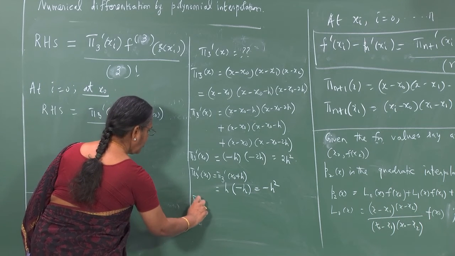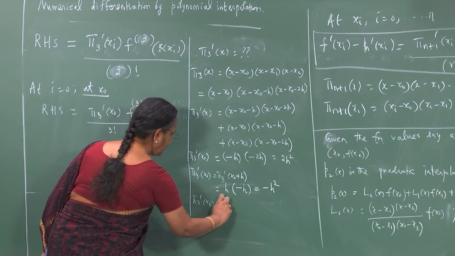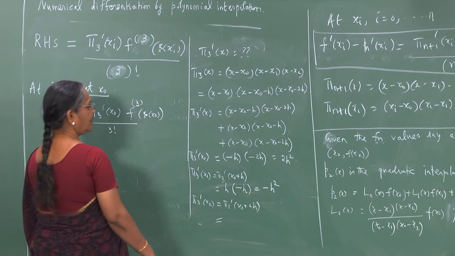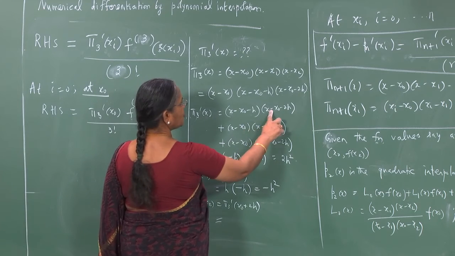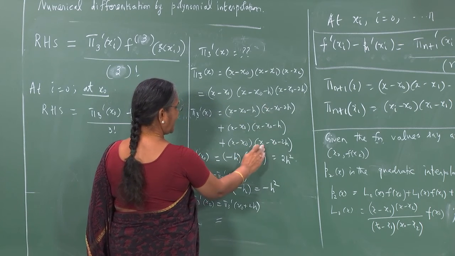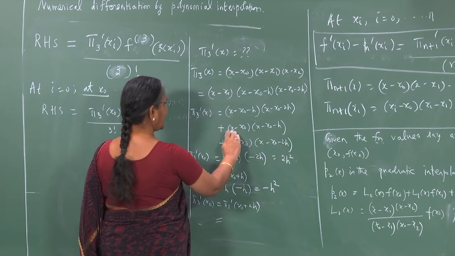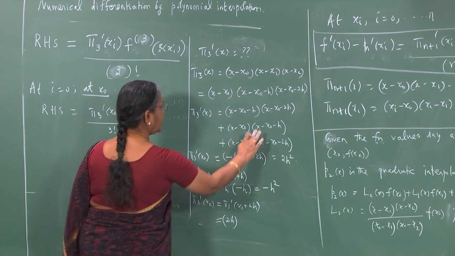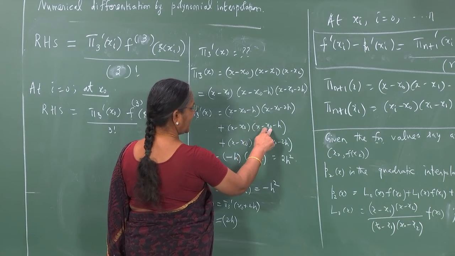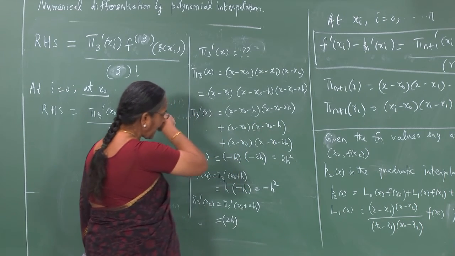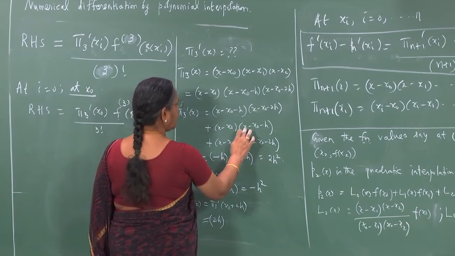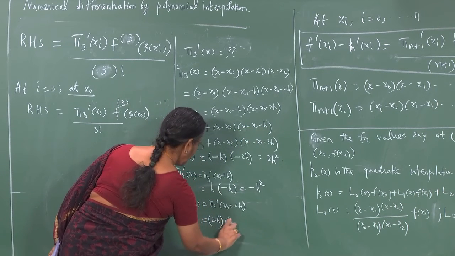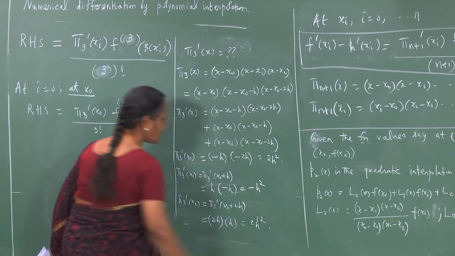And then let us work out pi 3 dashed at x2, which is pi 3 dashed at x naught plus 2h. So, we observe that at x naught plus 2h this factor vanishes, this also vanishes. So, I have x naught plus 2h minus x naught, so 2h, and x naught plus 2h minus x naught minus h. So, they will get 2h minus h, which is h, and so it is 2h square.